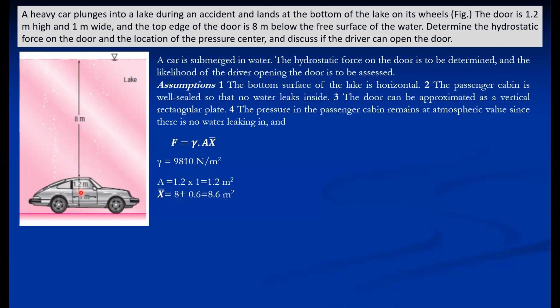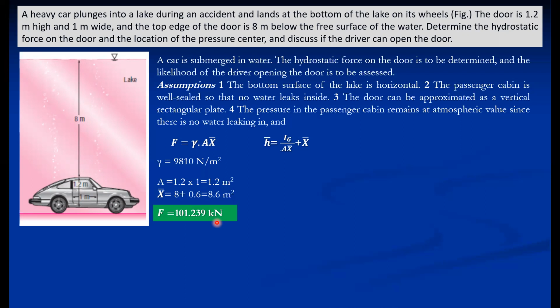So 8 meters plus half of the door height. Door height is 1.2, its half is 0.6. So 8 plus 0.6, 8.6 meters. So the total force that is exerted on the door from the outside is 101.39 kilonewton. So that is the pressure force exerted at the center.